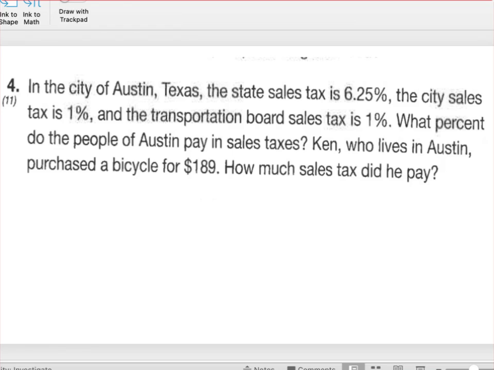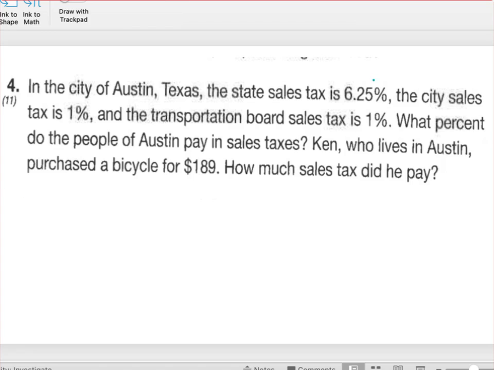In the city of Austin, Texas, the state sales tax is 6.25%. The city sales tax is 1%, and the transportation board sales tax is 1%. What percent do the people of Austin pay in sales taxes? Ken, who lives in Austin, purchased a bicycle for $189. How much sales tax did he pay?